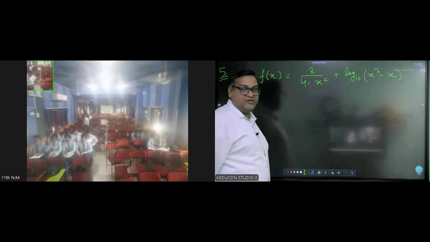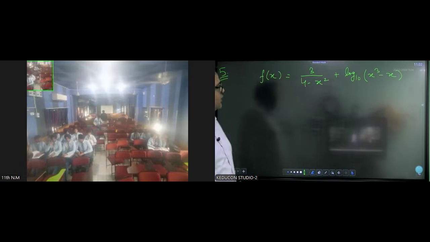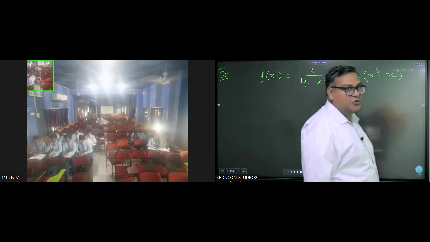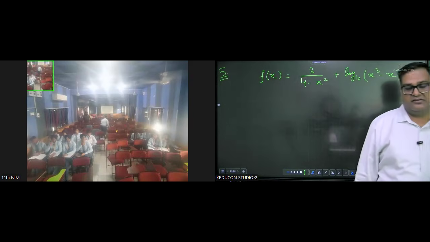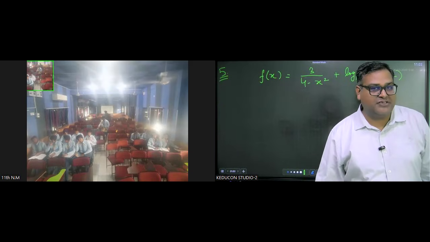Right, we have to find the domain of this function. Is this clear, students? Now, how to find out the domain? Can anybody tell me the 3 rules for finding the domain? What was the first rule? Denominator should not be 0.